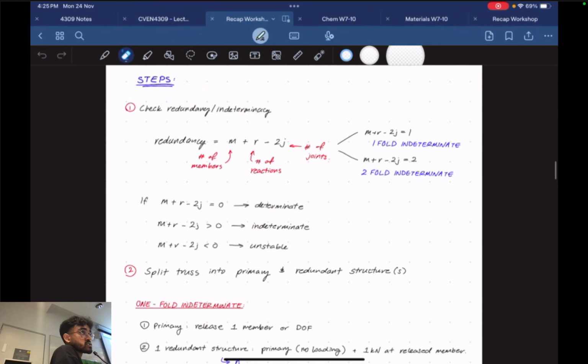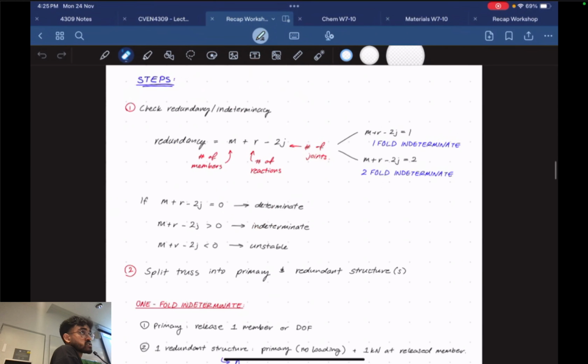So, first thing you're going to have to do is check your redundancy or your degree of indeterminacy. The way you do that is using this one equation. In this course, you can only have either a one-fold or a two-fold indeterminate. Anything above we don't look at for this course. So, one-fold or two-fold.